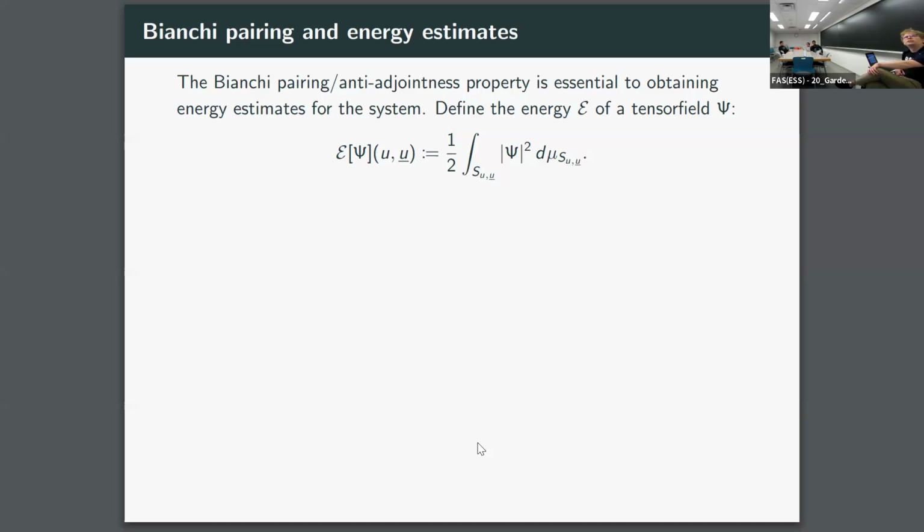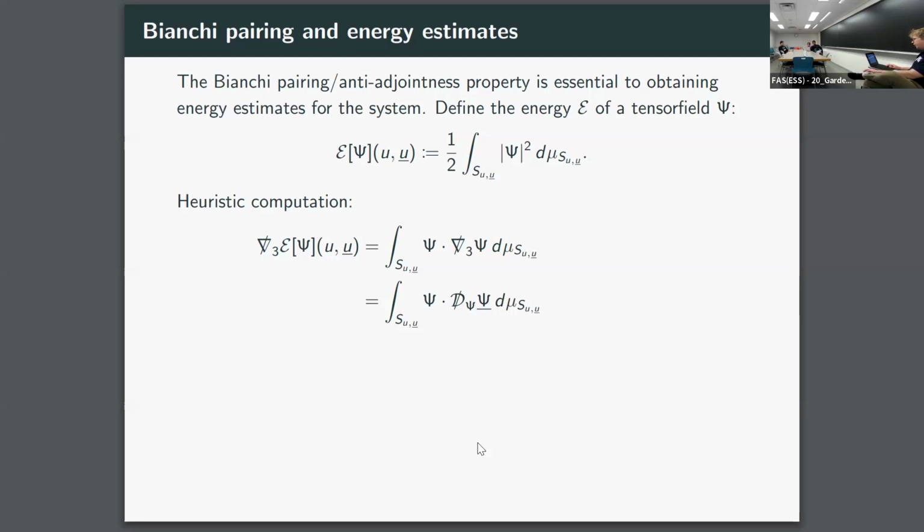So if I define the energy of some unknown psi to be 1/2 the square of the L2 norm on the spheres, I can get some kind of conserved quantity. So I'm just computing heuristically here, where I'm trying to show that maybe this energy is conserved. Of course, I won't get that exactly, but I can instead get something nice. So let me take the Nabla-3 of this energy, right? It comes inside the integral. And by the equation, I know that this Nabla-3 of psi is equal to d slash of psi bar, right?